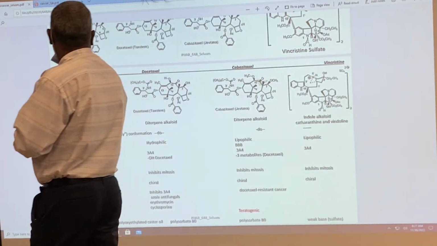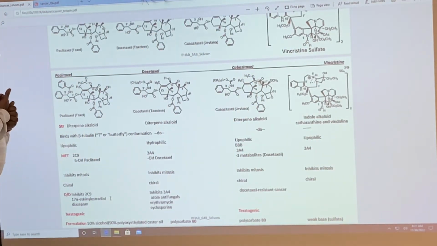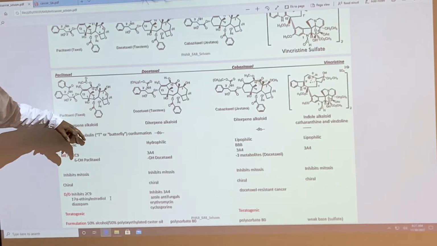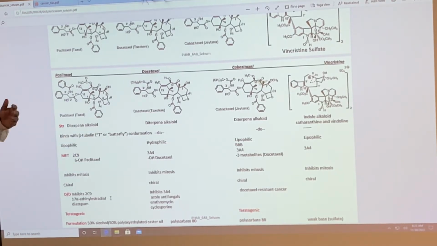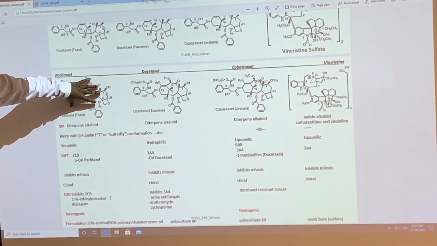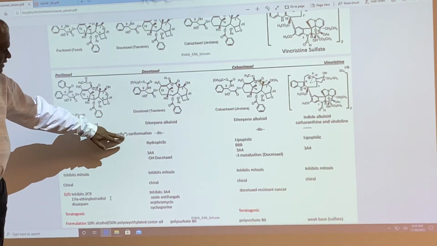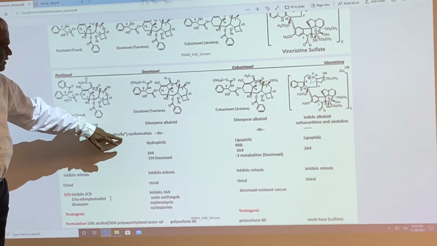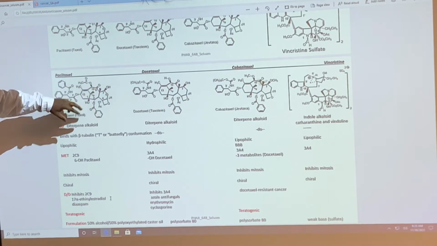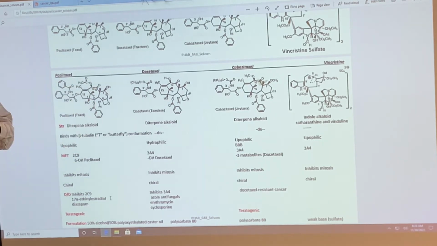So the mechanism is that it binds with beta tubulin. When the compound goes to a 3-dimensional structure, we get a butterfly conformation. That butterfly conformation is important for binding with beta tubulin.